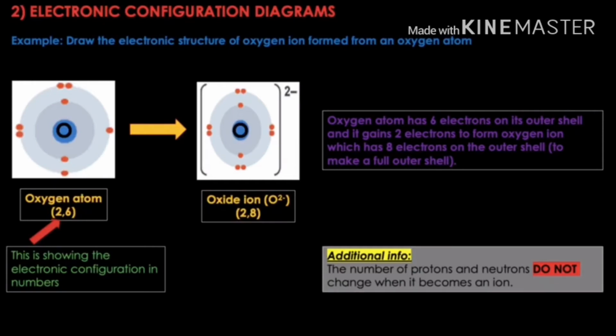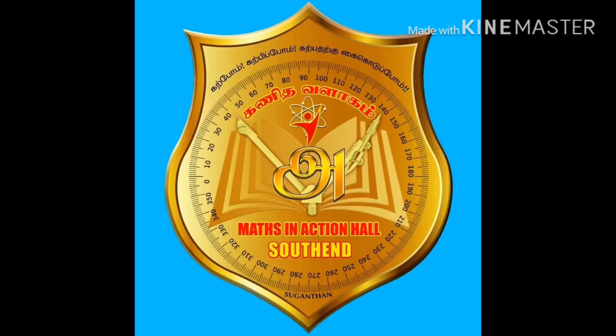Then draw an arrow to show it's forming the oxide ion, and then draw the electronic configuration for an oxide ion, which is 2 electrons in the inner shell and then 8 electrons on its outer shell. So it's basically gained 2 electrons to make a full outer shell. This forms an oxide ion. Very important, the number of protons and neutrons do not change when it becomes an ion.